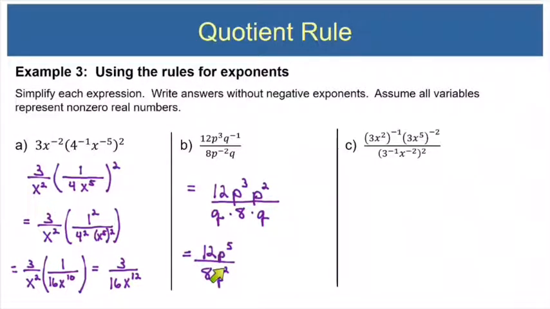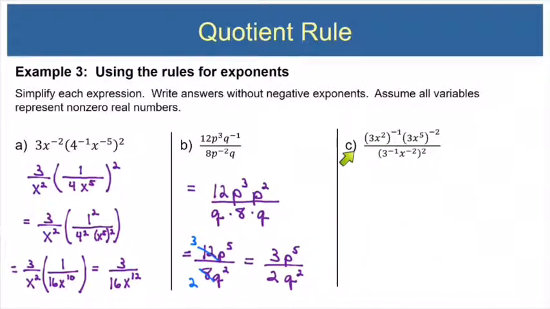And so the variables are as simplified as we can get them, and all that's left to do is simplify the coefficients. Both of these coefficients can be divided by 4, so we'll go ahead and do that. 12 divided by 4 is 3, and 8 divided by 4 is 2. So our final result is 3p to the fifth over 2q squared.